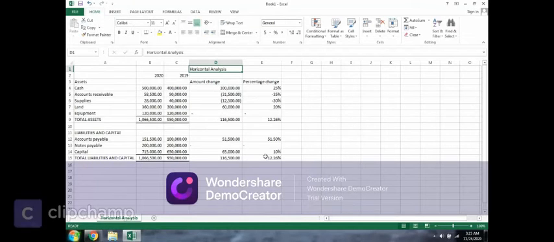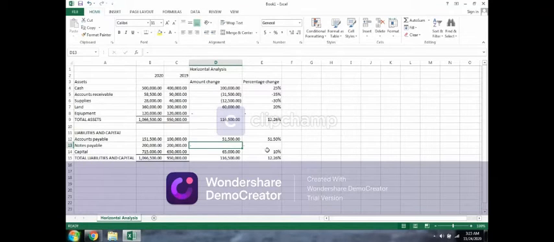There is no change in notes payable, and then capital increased by 65,000, which is an increase of 10%, and the total liabilities and capital increased by 116,500, which is an increase of 12.26%.